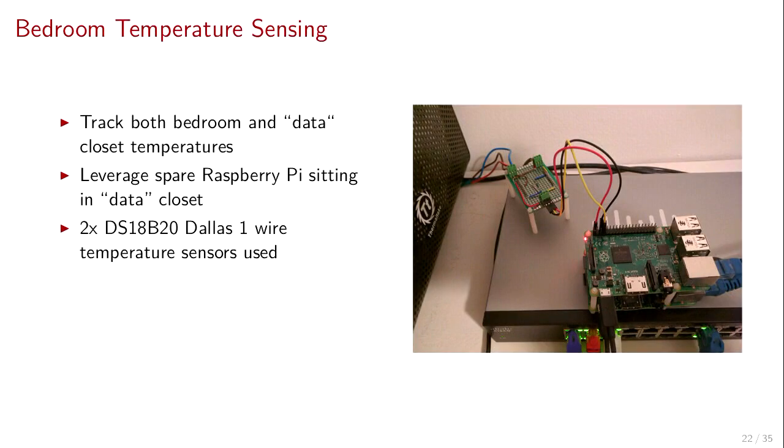So I decided that I needed something cheaper because I needed two independent temperature zones. So I ended up Googling around and finding that these Dallas one-wire temperature sensors are very popular with Raspberry Pis, which was also great for me because in college we did a little playing around with Dallas one-wire. So I bought two of those for the very expensive price of 50 cents each, and I wired them up to a spare Raspberry Pi that was sitting on top of my network switch, and it enabled me to track the temperatures between the different rooms very easily.